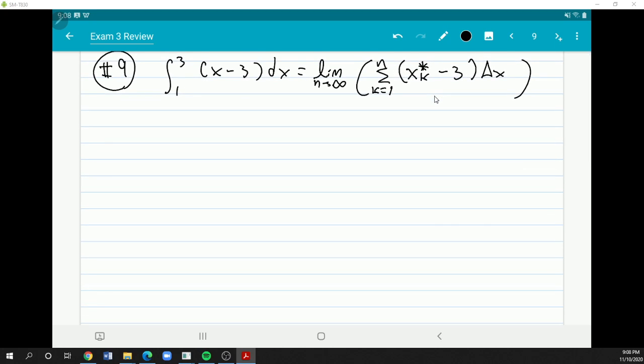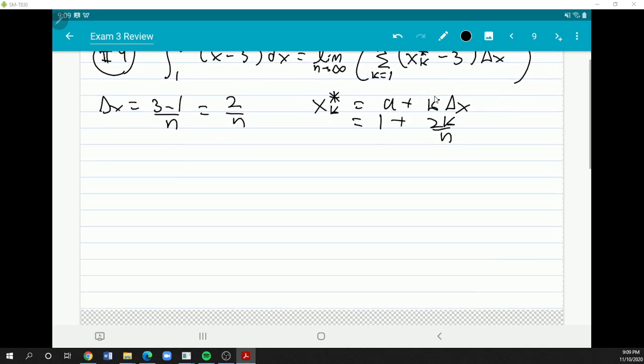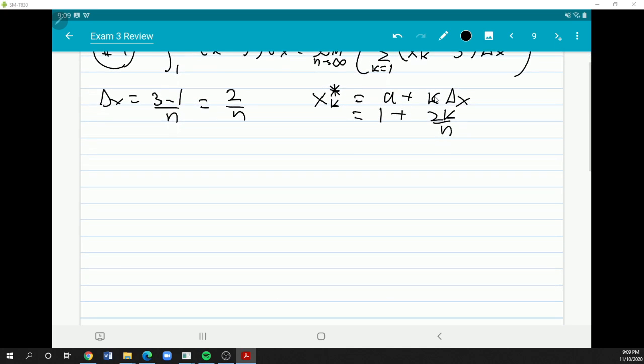We get that this is something we can calculate. Delta x is equal to (3 minus 1) divided by n, equals 2 over n. Also, xk star is equal to a plus k delta x, which is equal to 1 plus k times 2 over n. So 2k over n. Now we can plug that in.